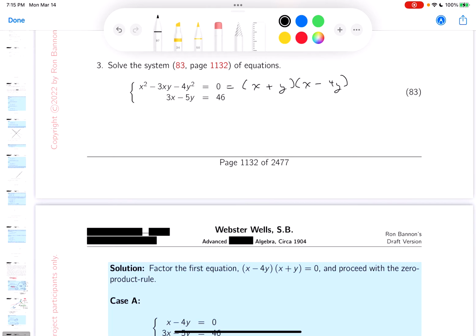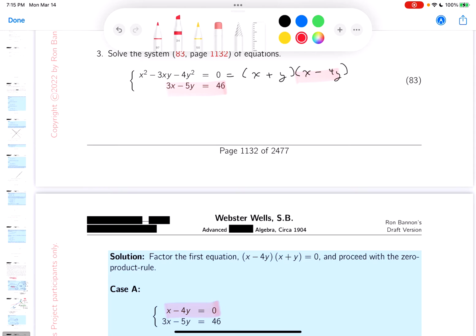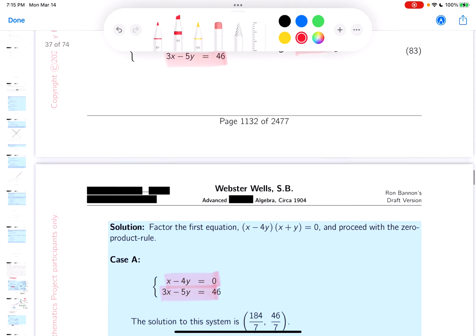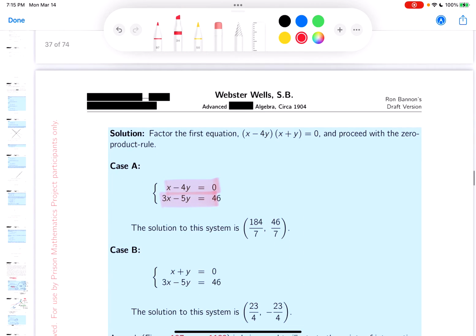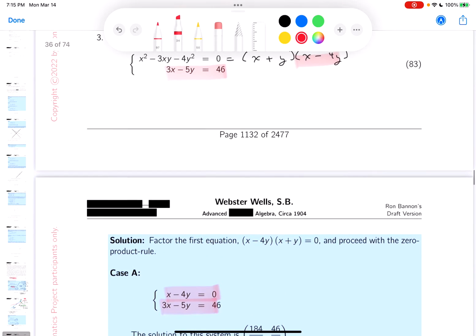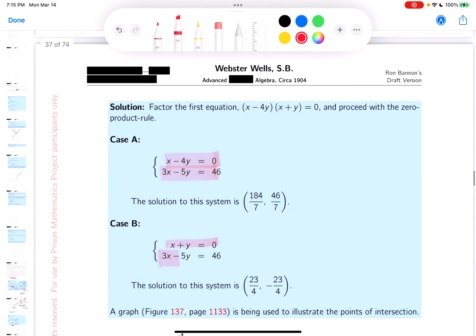Let's write them down. So the first case would be this thing. Whoops, sorry about that. I do that a lot. The first case, you might say this and this. Let me show where that is, right over here. Case number 2 would be the x plus y plus that second equation, which is one over here.